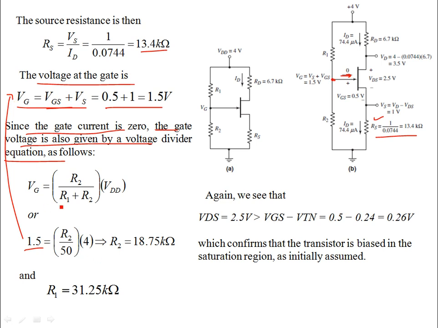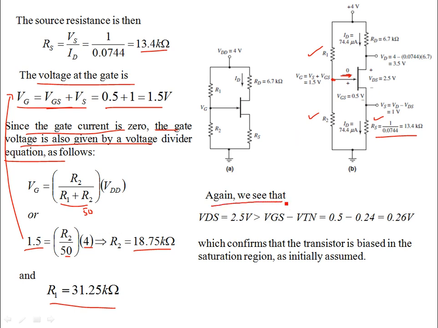So just plug those values in: the sum of R1 and R2 is 50, and VDD is 4 volts. The only unknown is R2, which is 18.75 kilo ohms. From the sum of R1 plus R2 being 50, you find that R1 is 31.25 kilo ohms. So we are done with all the resistances: you have R1, R2, and RS, assuming there is no gate current. The DC analysis is very similar to what we have done for the MOSFETs.